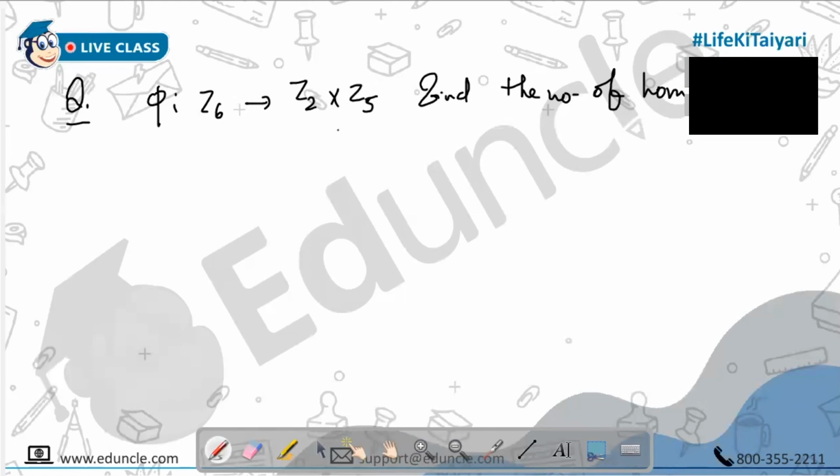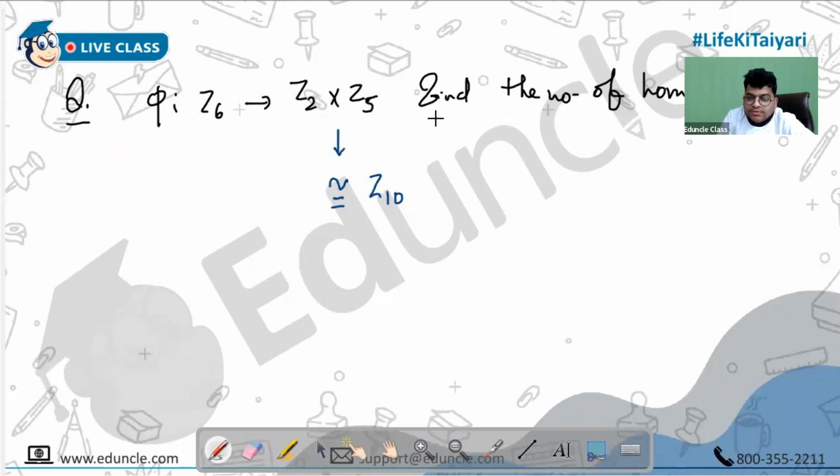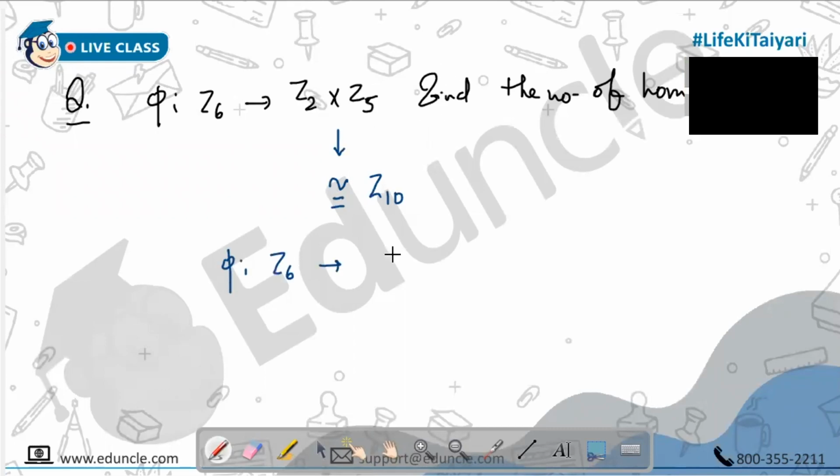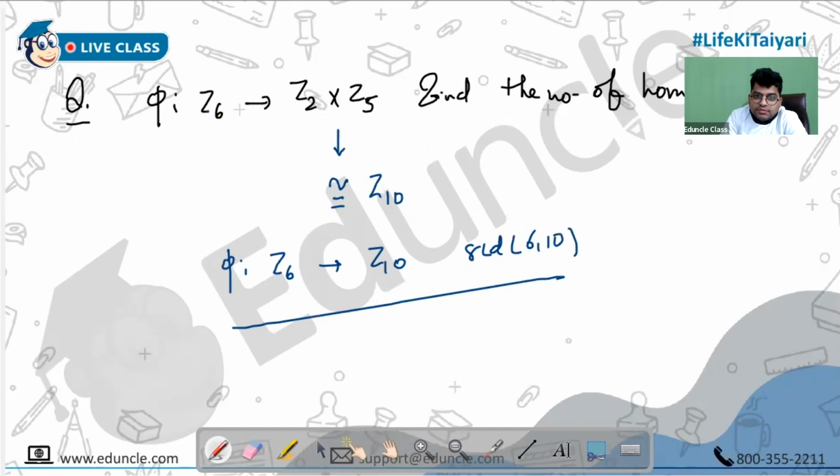Because, sir, GCD of 6,2 into GCD of 6,5. Automatically this is also isomorphic to Z10, so you can also write that as Z6 to Z10, GCD of 6,2. Otherwise the formula is this: GCD 6,2, GCD 6,5. That kind of problem you can write down.